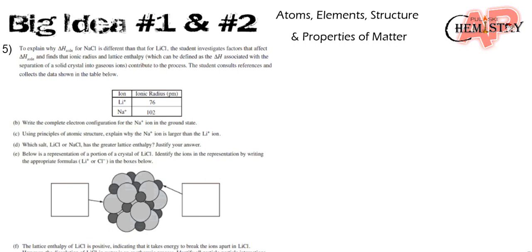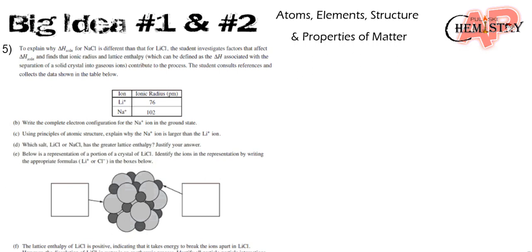To explain why the change in H for the NaCl is different than that for LiCl, the student investigates factors that affect the enthalpy of solution and finds that the ionic radius and lattice enthalpy, which can be defined as the change of H associated with the separation of a solid crystal into gaseous ions, contribute to the process. The student consults references and collects the data shown in the table below. So again, you might just want to have that table written somewhere. Sorry, I cut that off.